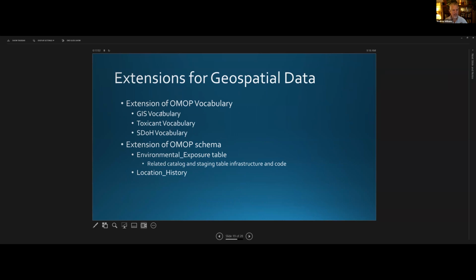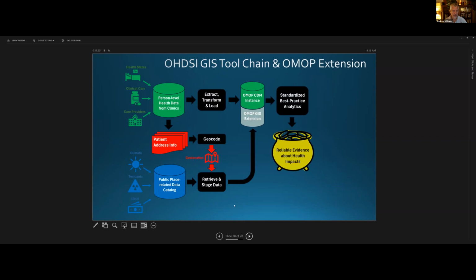But we've extended the vocabulary in 3 ways to have specific vocabulary for geospatial elements, for toxicants, for social determinants of health, including the social justice index. We've extended the Odyssey OMOP schema to include an exposure table and location history.